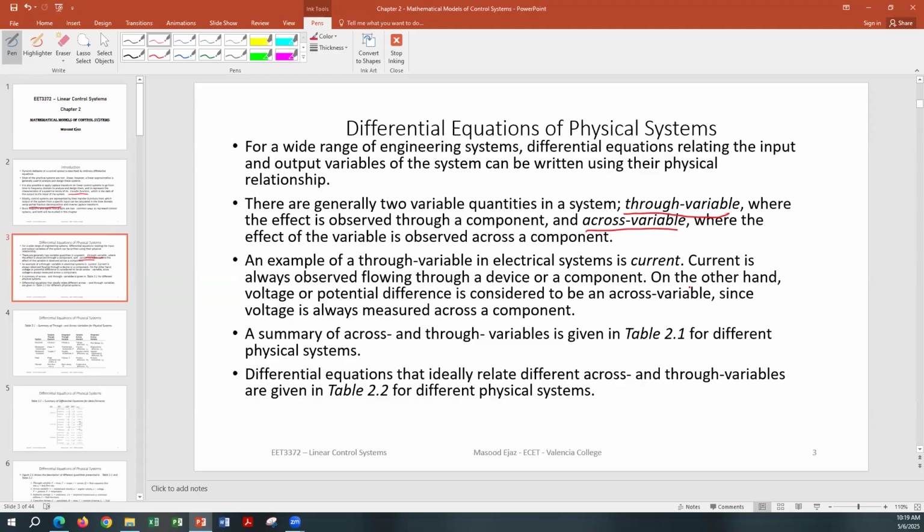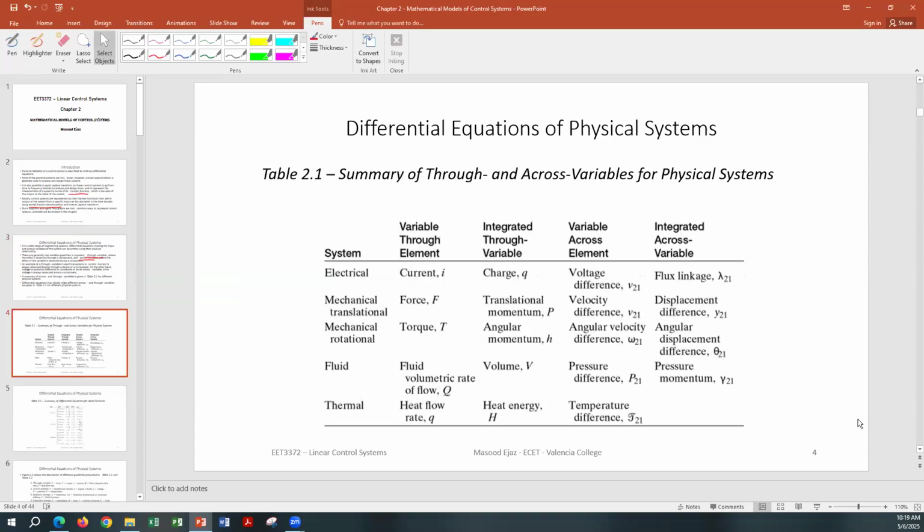And likewise, you have mechanical systems and electromagnetic systems and all those systems. Each system has a through variable and an across variable. And this is a table from the book that shows you different through variables, integration of those through variables, across variables, and integration of those across variables. So for electrical systems, of course, current is the through variable as we discussed. And when you do the integration of current, you get charge, because current is basically the rate of change of charge. So when you integrate current with respect to time, you get charge.